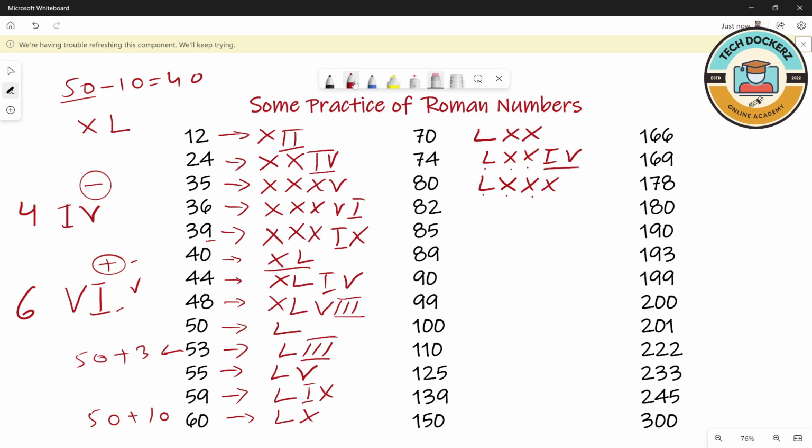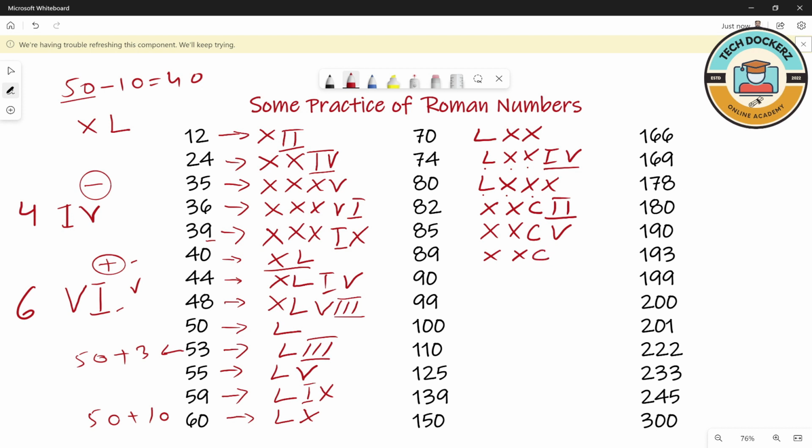How can we write 82? Both the methods are correct. So we can write XXC followed by I, or we can write L X plus X and followed by two I's. 85, how can we write 85? XXC V. How can we write 89?